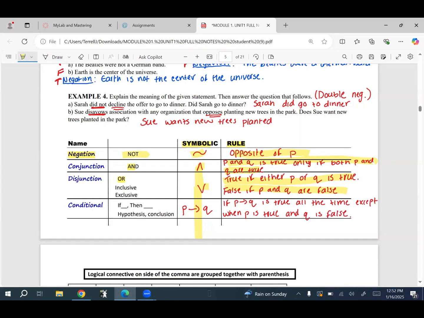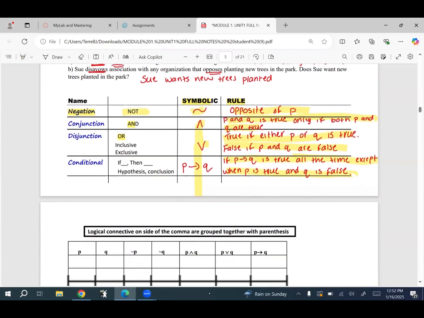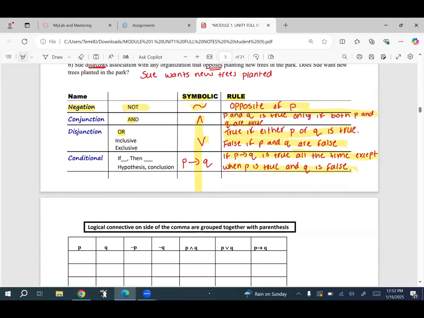So it's true all the time, except when the P is true and the Q is false. And this is called a conditional. You'll hear me say that.